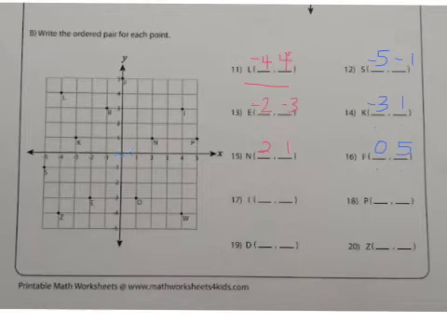Alright, go ahead and pause the video and try the next 4 on your own, and then hit play and come back and we'll go over it together.